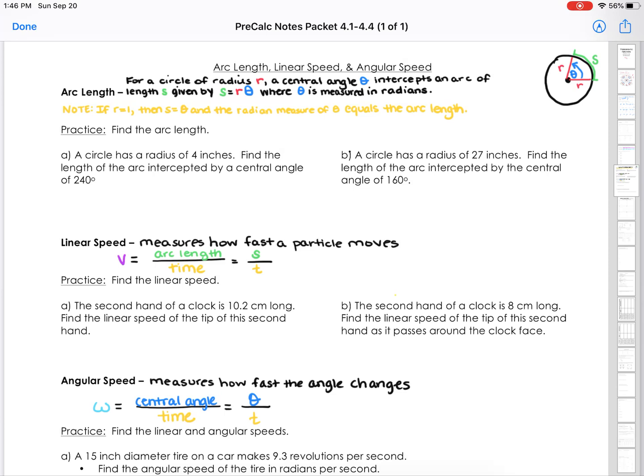Now I know you probably calculated arc length in degrees in geometry, but we want to stick to theta being in radians because we're really going to need that when we get to angular speed a little ways down in these notes.